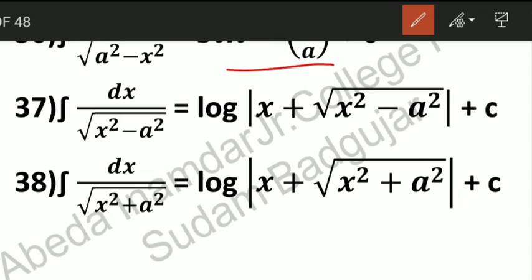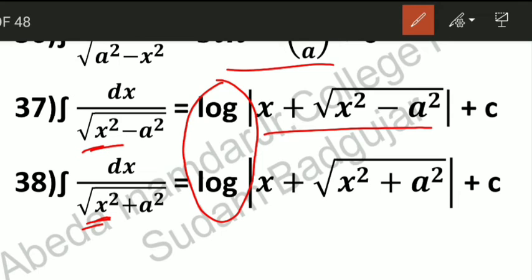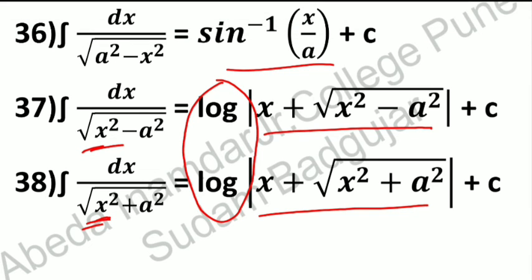If the coefficient of x square is positive, then its result is log of, both are similar, previous was also similar, log of x plus the given denominator as it is. Here also log of x plus under root of x square plus a square plus c, that is it. Okay. It is very simple.